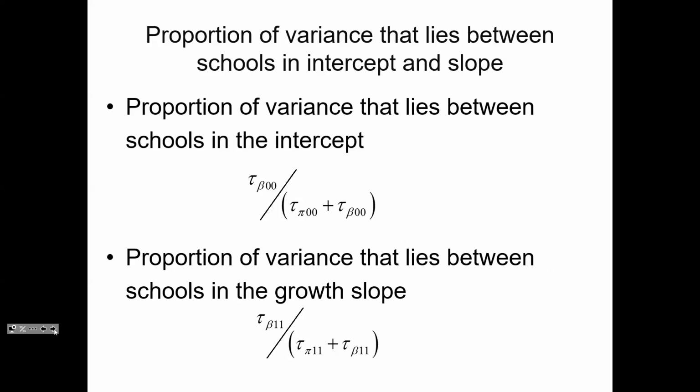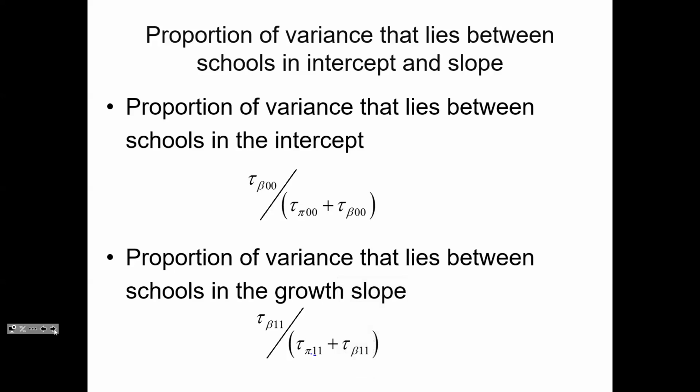Here I'm saying, how much of the variance in the growth slope is explained by school? For this, I could just take tau beta 1, 1. That's the between school variance in the slope. And I could divide it by tau pi 1, 1 plus tau beta 1, 1. Because really what I'm saying now is that, instead of just having variance in the slope, some of that variance is between people within schools, and some of that variance is between schools.